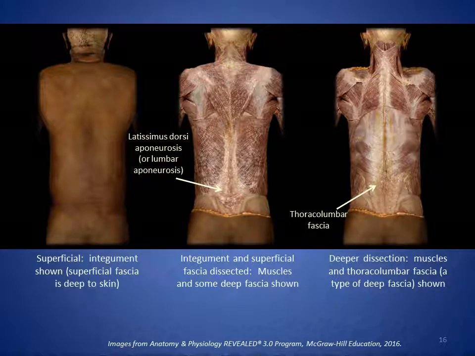Deeper dissection reveals the thoracolumbar fascia, or the deep fascia. This is shown on the right.